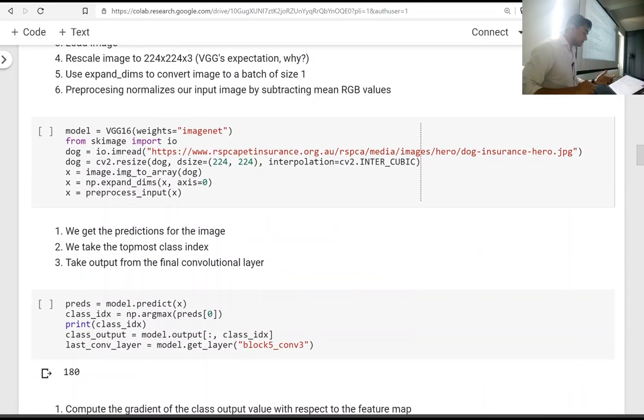Okay, so see what we have done here. We have taken our model, then we are taking our image. We are reading from the internet. You can pick any image you want. We are converting this image to an array. That is what we are going to feed.